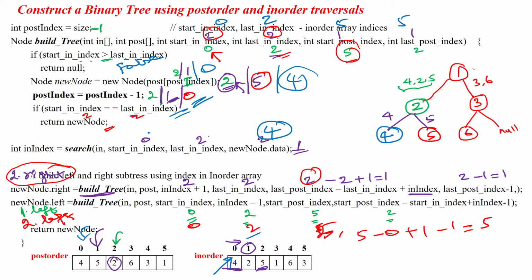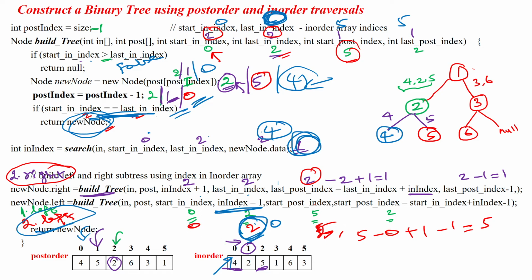Here the starting index is also 0 and last inorder index minus 1. Yes, here it is wrong. Look here, the inorder index is 1, so 1 minus 1 is 0. So here we will pass the 0. After creating the new node 4, we are matching starting index equal to last index, which returns the new node. So 2 dot left will become the new node. That new node is the 4. So 4 is assigned as the left subtree.